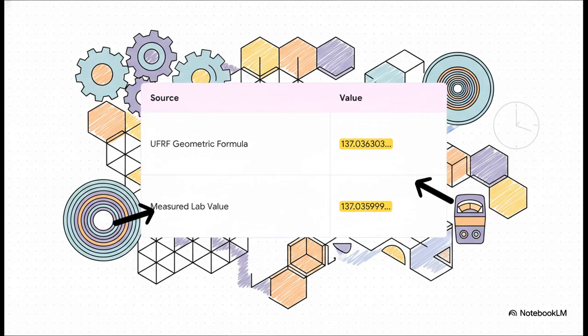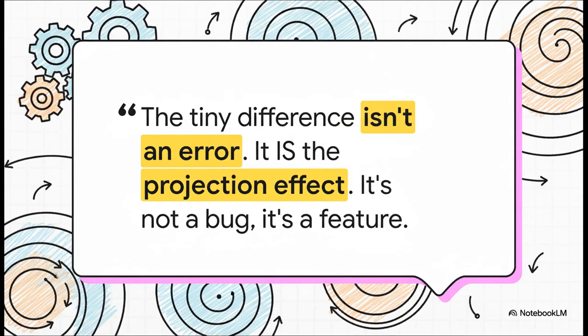When we go into the lab and measure it, we get a slightly different number, 137.035999. Now your first thought might be, aha, it's wrong. But according to this framework, that tiny little difference, that's the whole point. It's not an error, it's not a mistake. That difference is the projection effect that the law predicted we would see. The gap between the pure geometric value and our measured value is the proof in the pudding. It's not a bug, it's a feature.